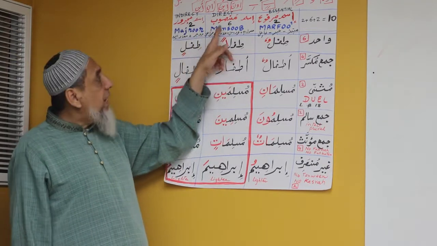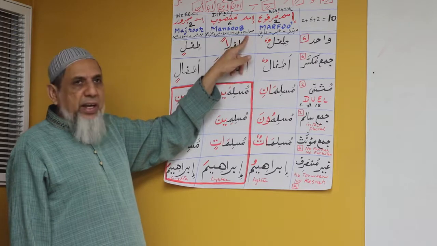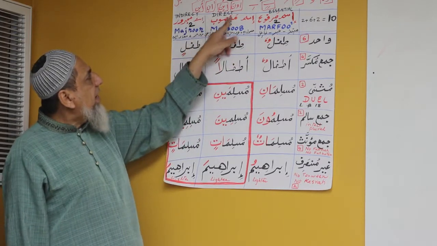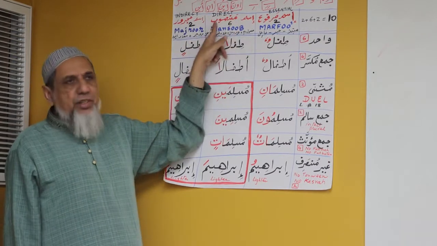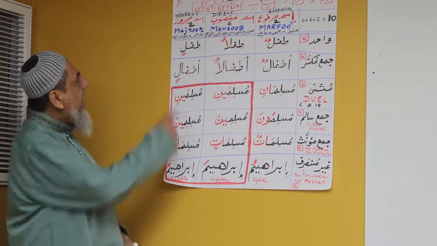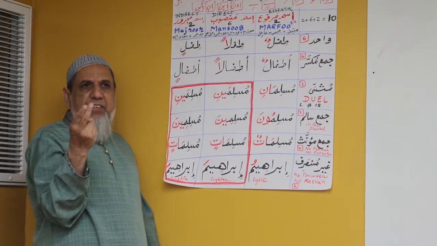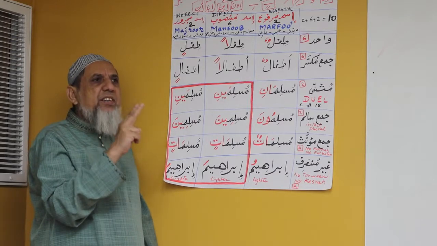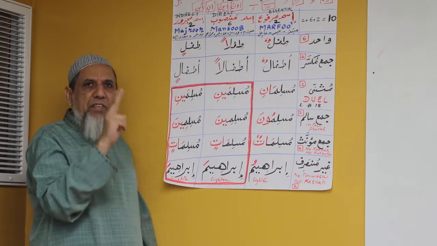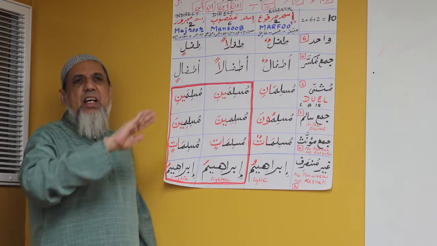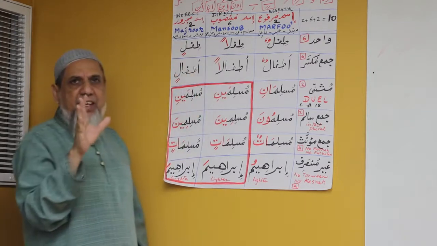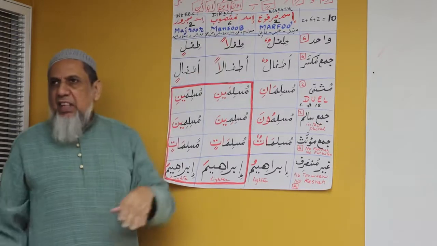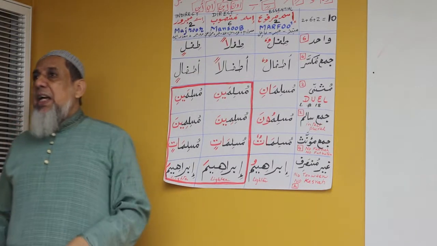And if it is mansub, there are 6 cases: maf'ul bihi, zarf, hal, illat, tamyiz, maf'ul mutlaq. And majroor, there are only 2: if the noun appears after huruf jarr, or if the noun appears after mudaf. So mudaf ilayh is always majroor. I'rab means the punctuation of the noun.